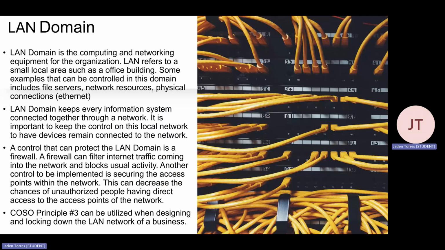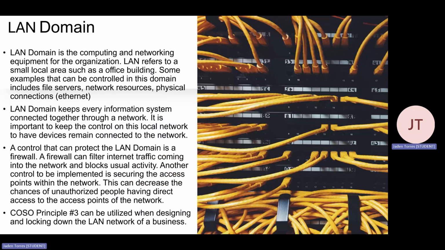So the LAN domain keeps every information connected together through a network. It is important to keep this control on this local network to have devices remain connected to the network, connected to each other. A control that can protect the LAN is a firewall. A firewall can filter out any internet traffic incoming or outgoing into the network and blocks some pretty unusual activity.